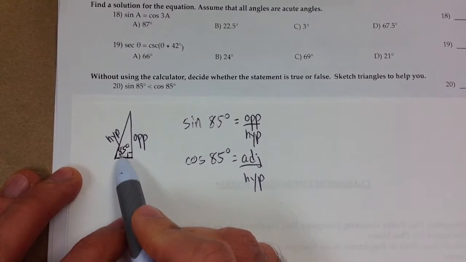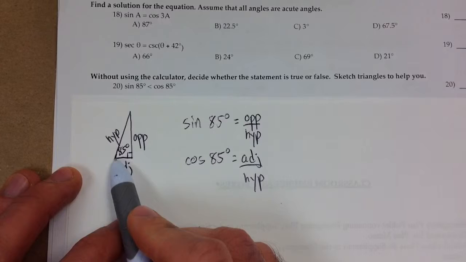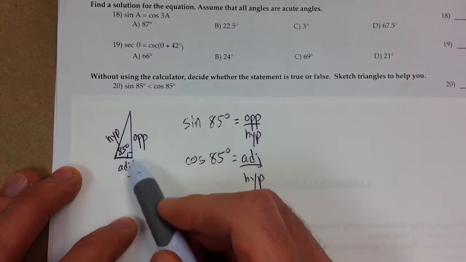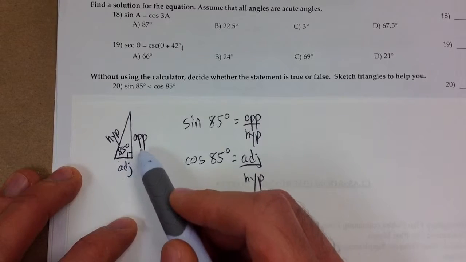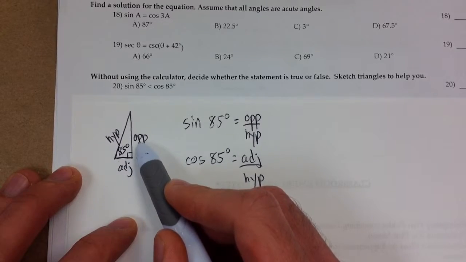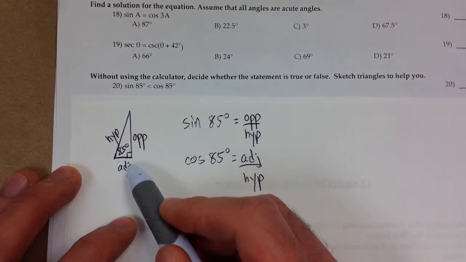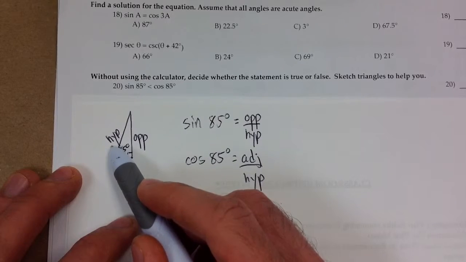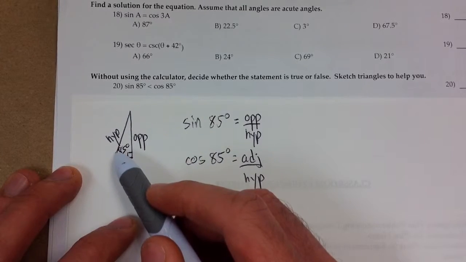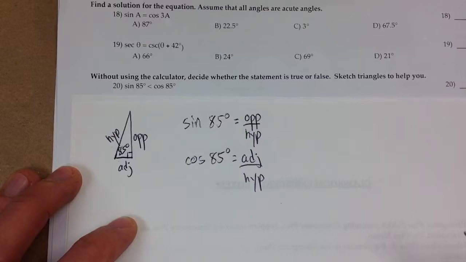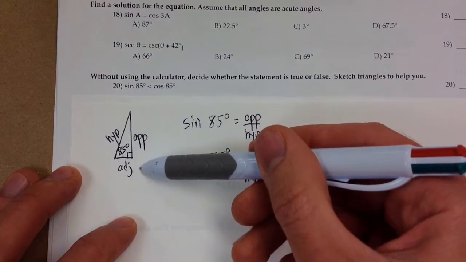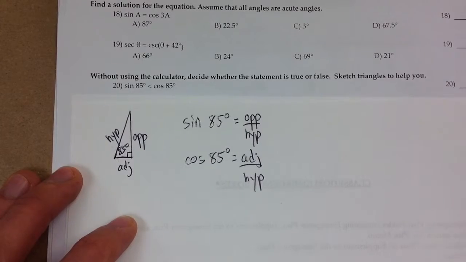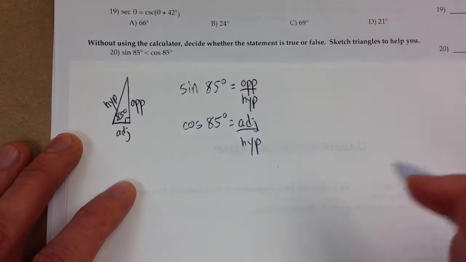So 85 degrees is a tall angle. Therefore, you're going to get a tall triangle here with a short base. You're comparing this side to this side with this side to this side. Since the hypotenuse is the same in both cases, you can ignore it and just focus on opposite versus adjacent. Which one's larger, opposite or adjacent? Opposite.